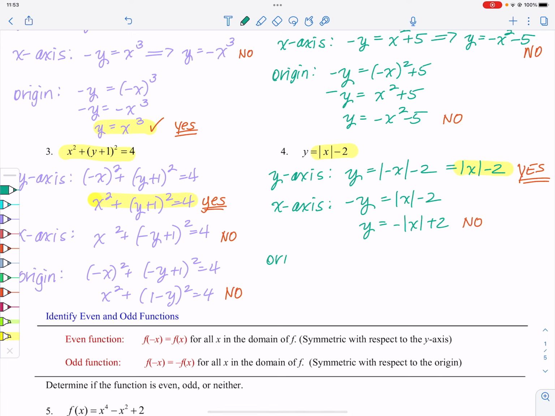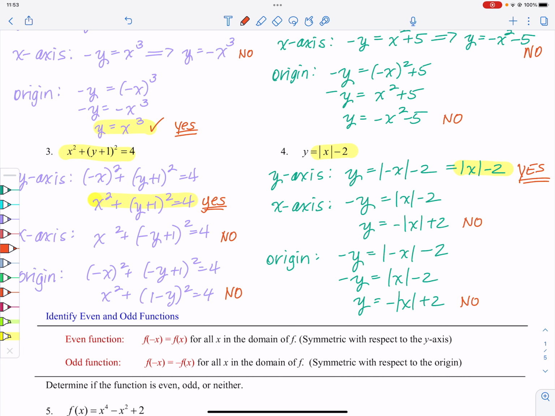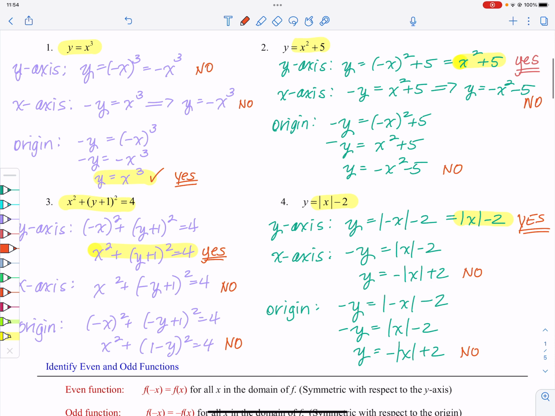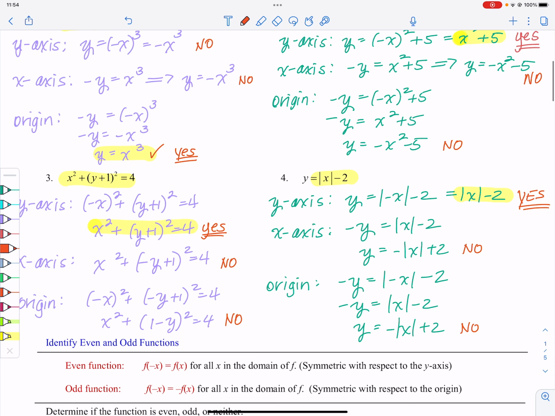And for the origin, we'll replace y with the opposite of y, x with the opposite of x, and see what we come up with. And that's a no. Okay. So those were 4 really good examples on checking for symmetry.